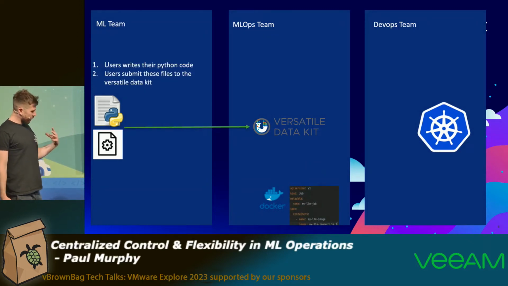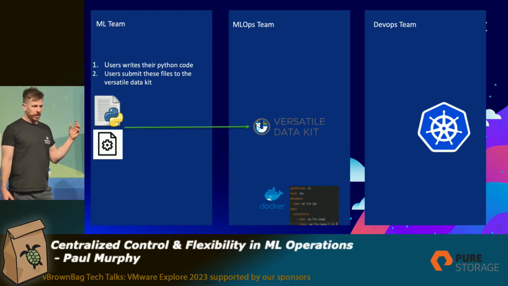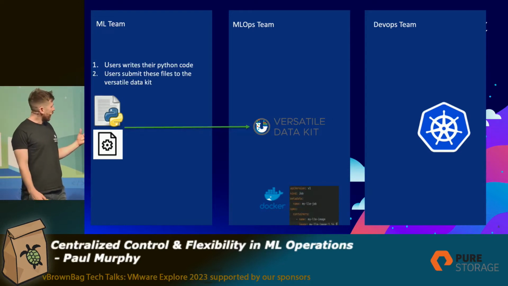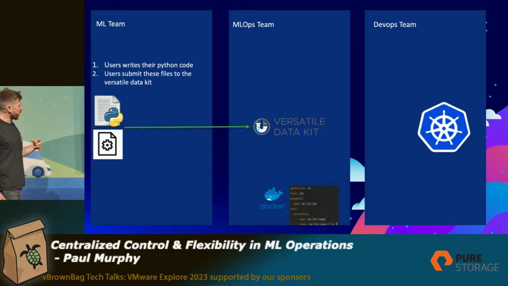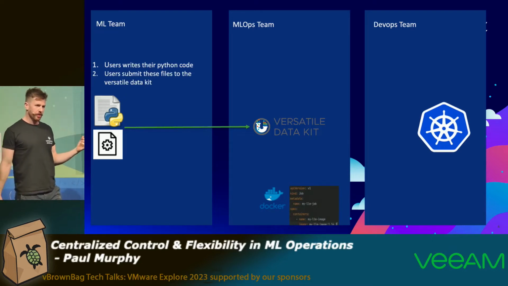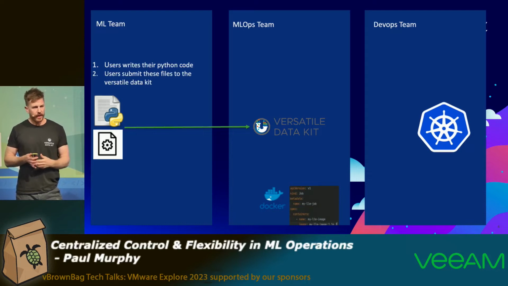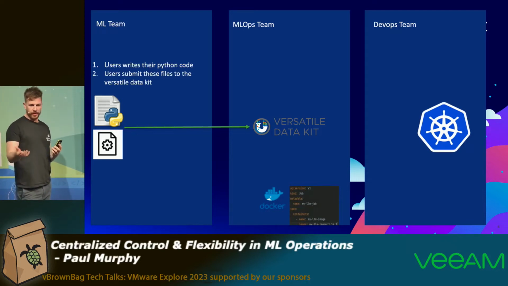The centralized control system we're going to discuss today is Versatile Data Kit. It's an open source project by VMware, and it's the project I work on at VMware as a software engineer. So what does Versatile Data Kit do? Well, it's made up of two components. There's the control plane, and there's the SDK. And we're going to first of all talk about the control plane.